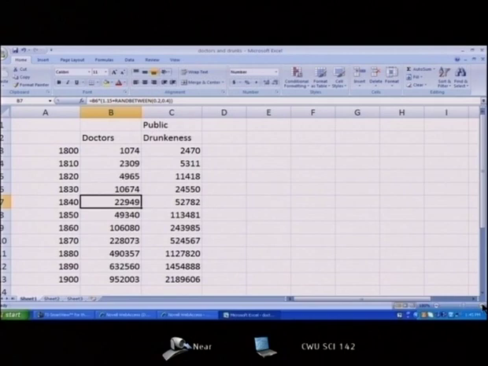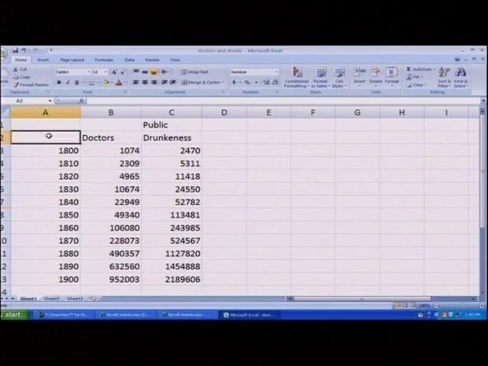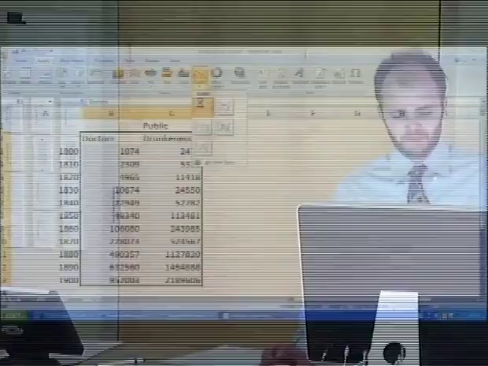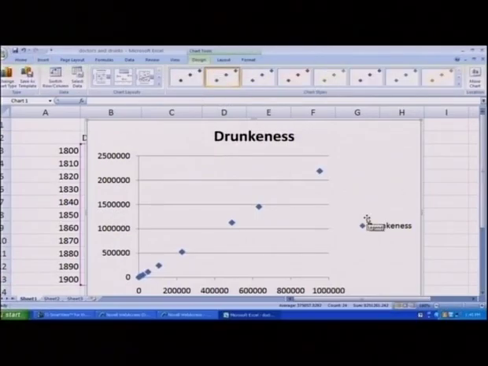Now, this might seem sort of strange. It might not be clear why doctors and public drunkenness are together, but what I want to do is take this data and show you what it looks like if we graph it. Isn't that what we always do with data, if we can? Let's take the two different figures that we have, doctors and the amount of drunkenness. Let's plot these. And what happens if we plot them?